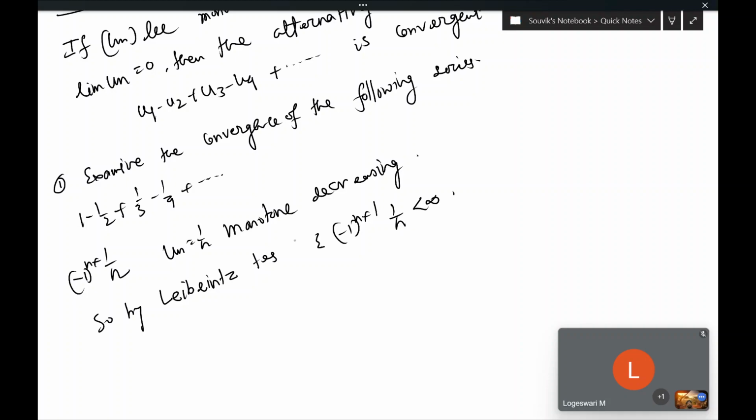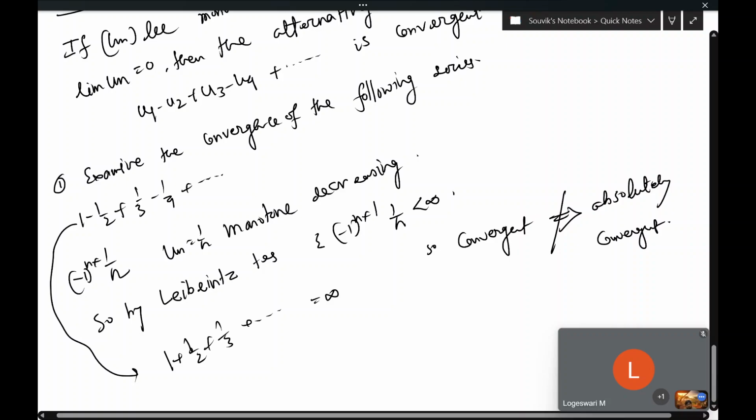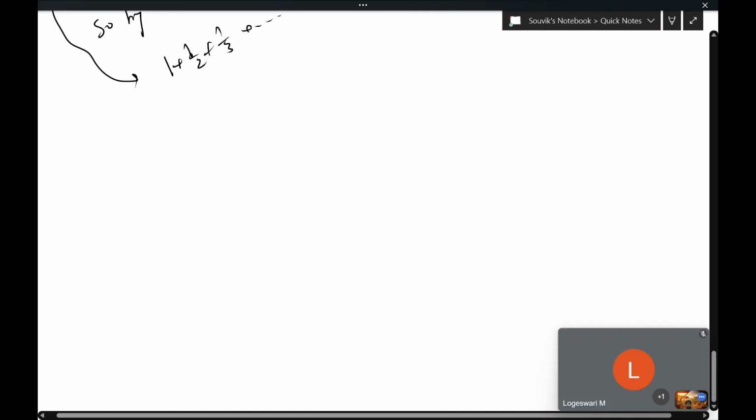Also observe that if we consider the modulus terms, that is 1 plus 1/2 plus 1/3 plus and so on, this is divergent. So convergent does not imply absolutely convergent. Okay.